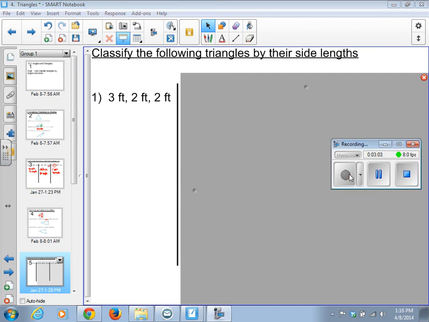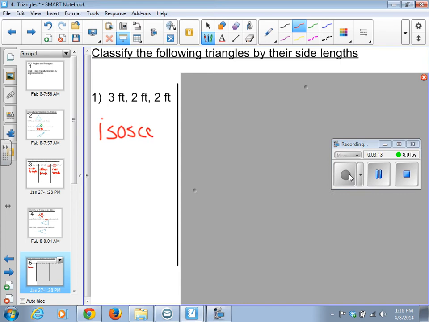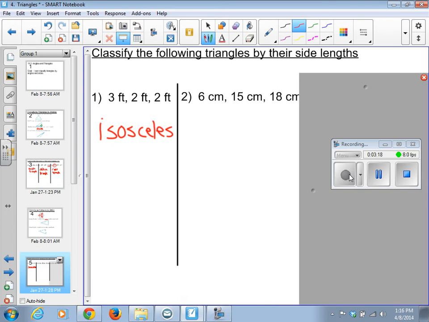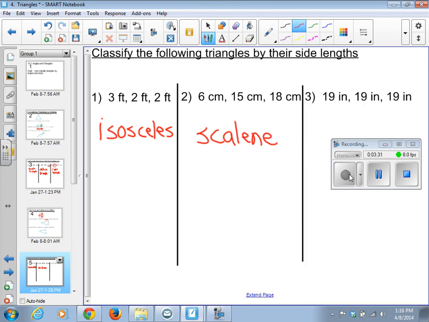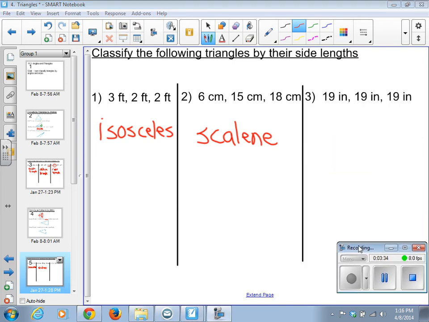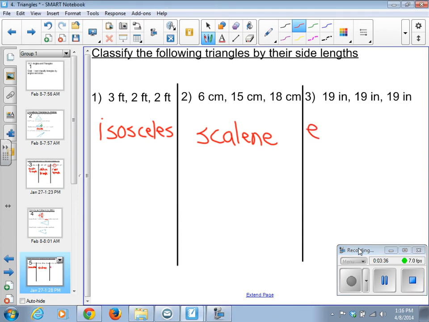We have a triangle whose side lengths are 3 feet, 2 feet, and 2 feet. Since we have two sides of equal length, that means we must have an isosceles triangle. Next, a triangle with side lengths of 6 centimeters, 15 centimeters, and 18 centimeters. No side lengths are equal, which makes that triangle scalene. And we have a triangle here with all three sides measuring 19 inches. Therefore, it is an equilateral triangle.